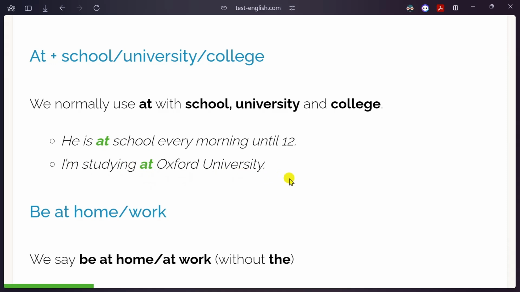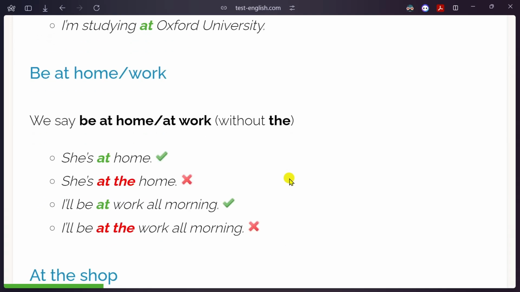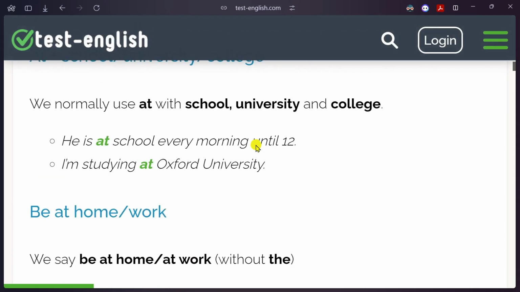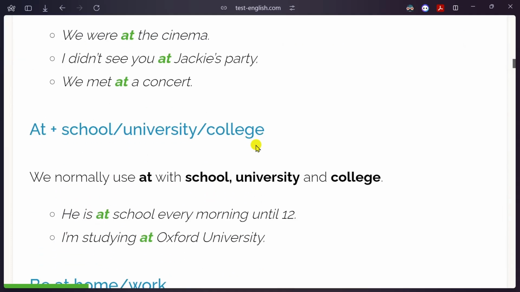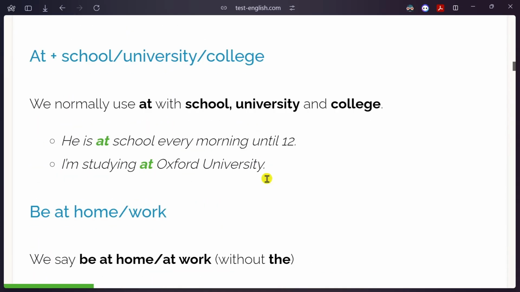Not "in Oxford University," okay? Be at home, at work. Can you put some periods of time in this? Yes, this is the time. Where? Staying at the university, and put some time. I'm at school, at university. He's at school in the morning, for example. I'm studying at Oxford University at present.